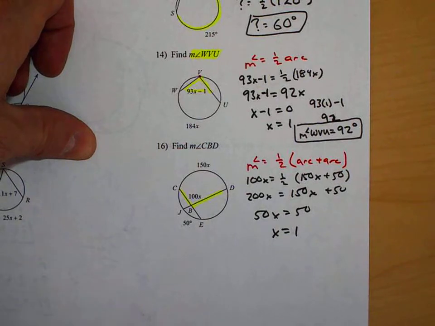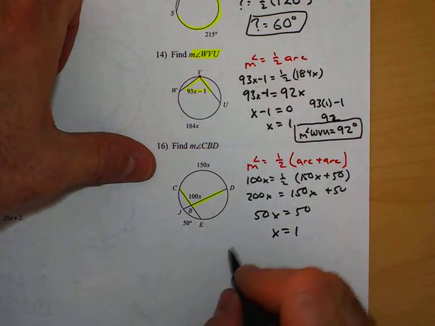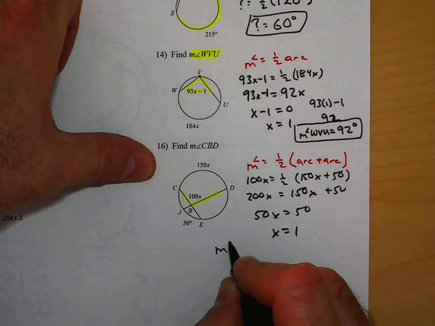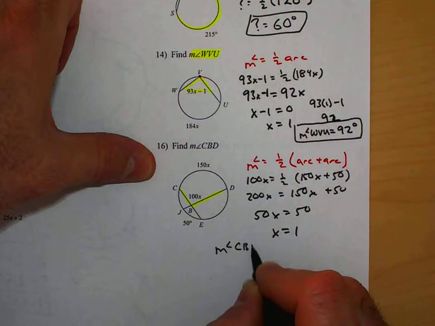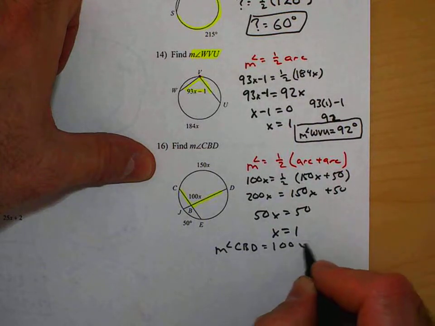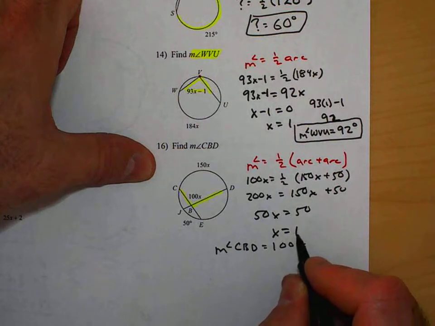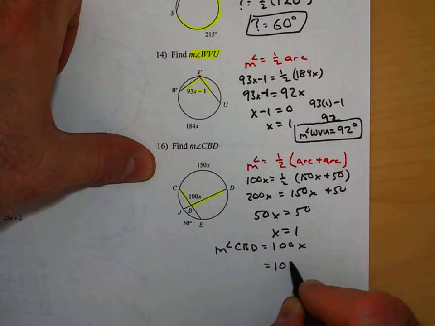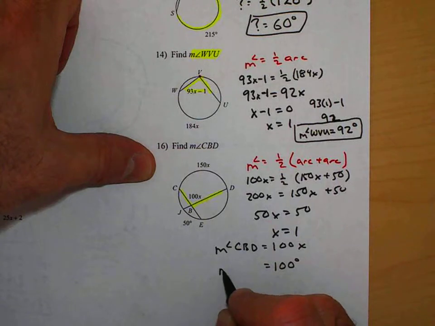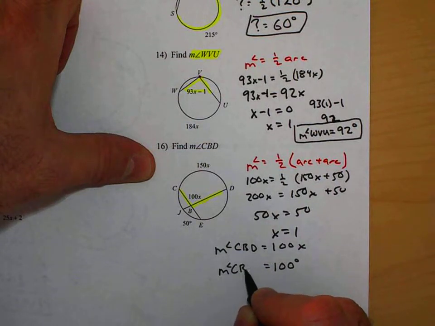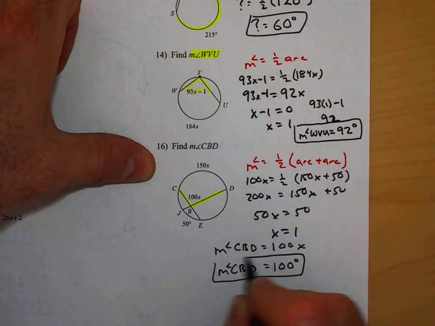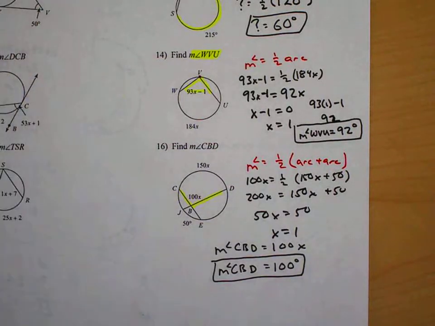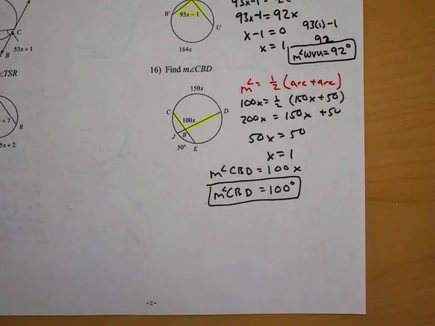X equals 1 again. Okay, well anyway, the measure of the angle, remember, CBD is the angle we're looking for. That was 100x. So 100 times 1 is going to be 100 degrees. That's the measure of CBD. And I circle that, and I'm done. So that is several examples. Those are the evens for that worksheet over arc and angle relationships. Thank you.